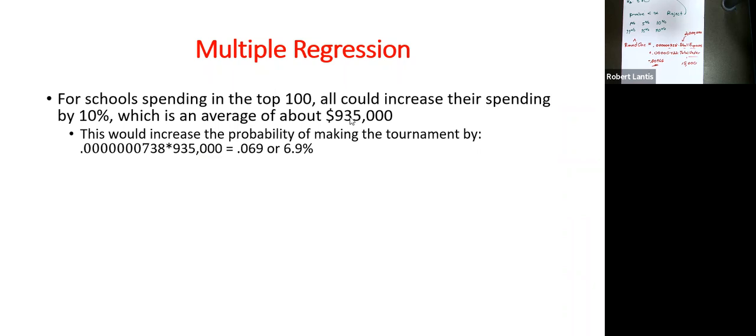So if a school in this top 100 increased their budget on average by 10% or $935,000, so if you think about this, like one school, they increase their budget by $935,000 or their expenses, they would increase their probability of making it into the tournament by 0.069 or 6.9%. So decent effect there, right? But it is just under $1 million. But there's a lot of additional revenue. I forget. I think each school gets paid.